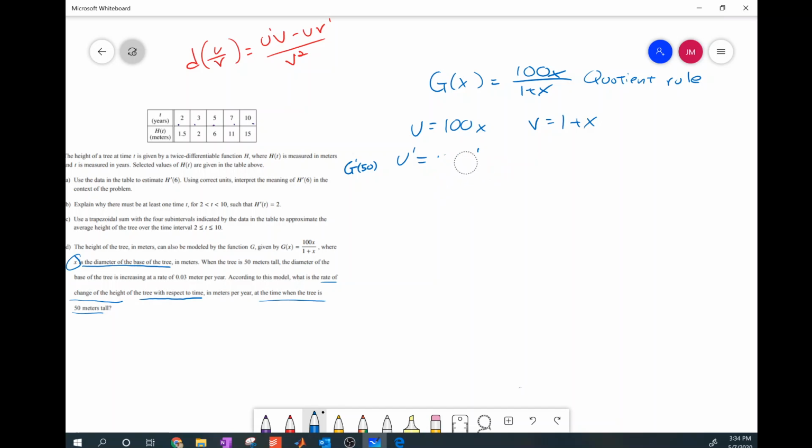Normally we would have written 100 dx. But because we know that x isn't just a value, it's actually a function of time, we're going to have to say dx/dt. And the same thing over here, v prime. The derivative of 1 still just goes away, but my derivative of x has to become dx/dt. And that's because x is not measured in time, and they ask me with respect to time.